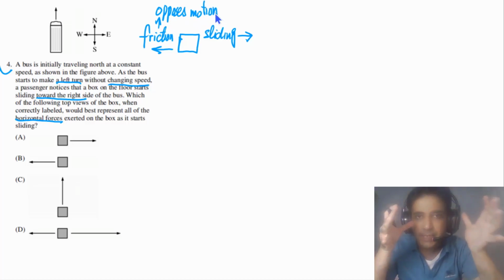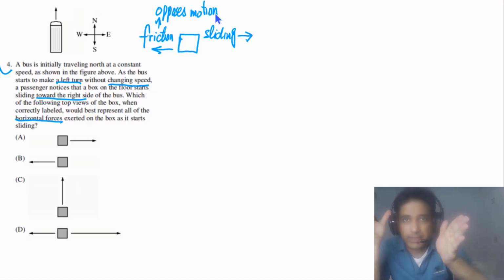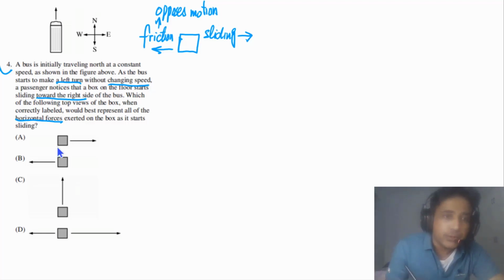If you understand this question, it is quite straightforward to answer. The box is sliding to the right, so the friction has to be to the left. So the answer for this question has to be B.